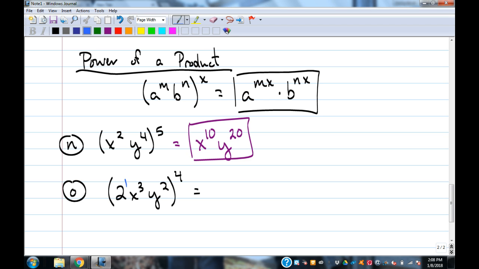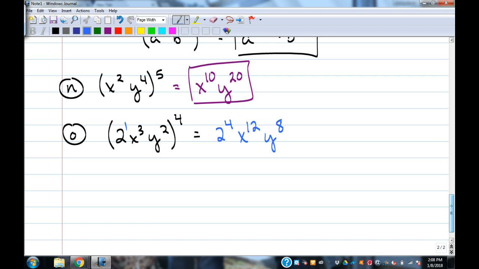So 2 to the 1st power, 1 times 4 would be 2 to the 4th. X would be x to the 4 times 3, 12, y would be 8. That's exponential form. This is for exponential form.